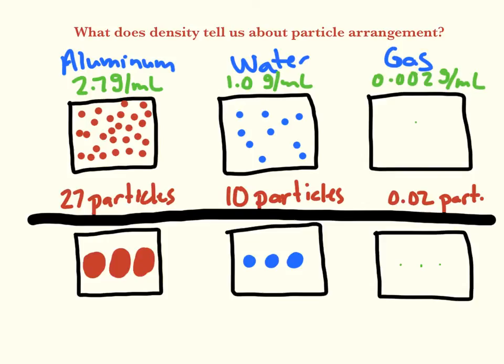But there is another way possibly that we can think about this. Maybe it's not the number of particles, but maybe it's the size of those particles that changes the mass. So I've drawn down here underneath, instead of 27 particles, only 3 particles, but maybe they're 2.7 times the size of this one, which is only 1.0 times the size, and then maybe it's the same number of particles each time, and then this would be 0.002 times the size.